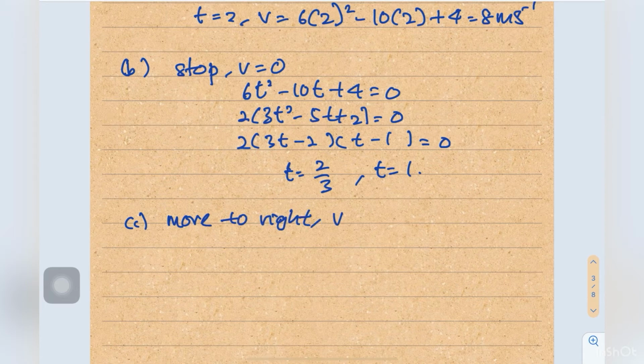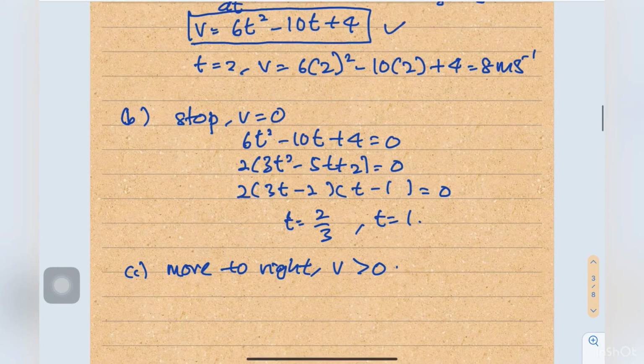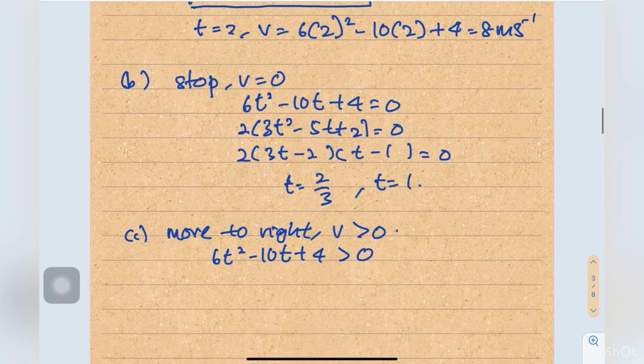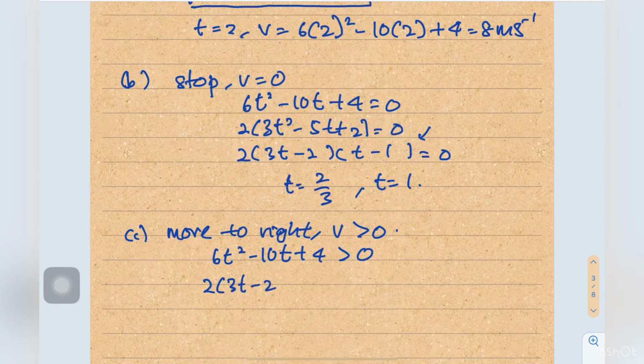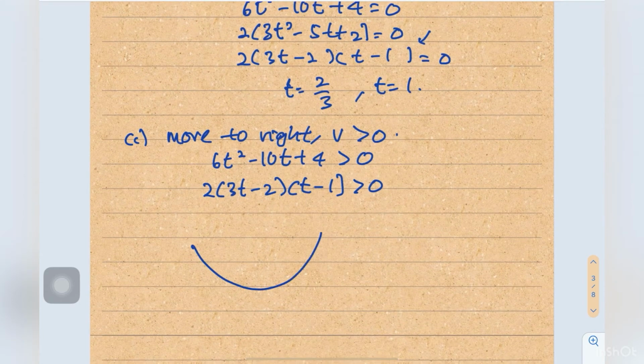Meaning that v is more than 0. Okay, just now this is our v. So 6t squared minus 10t plus 4 is more than 0. This is quadratic inequalities. So this one, we just take this one. Okay, so 2, 3t minus 2, t minus 1, so more than 0. Okay, so we try to sketch the position of this inequality.